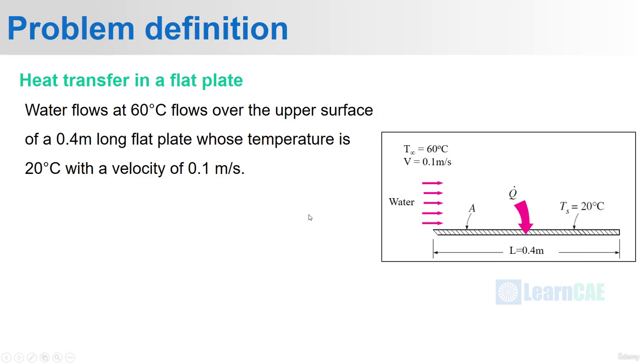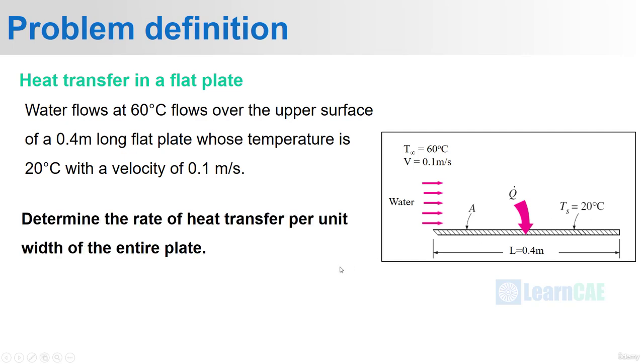Water flows at 60 degrees Celsius over the upper surface of a 0.4 meter long flat plate whose temperature is 20 degrees Celsius at a velocity of 0.1 meter per second. The figure is given here. The length is 0.4 meter and water is flowing at 60 degrees Celsius and velocity of 0.1 meter per second. And the surface temperature of the flat plate is 20 degrees Celsius. Now we have to determine the rate of heat transfer per unit width of the entire plate.